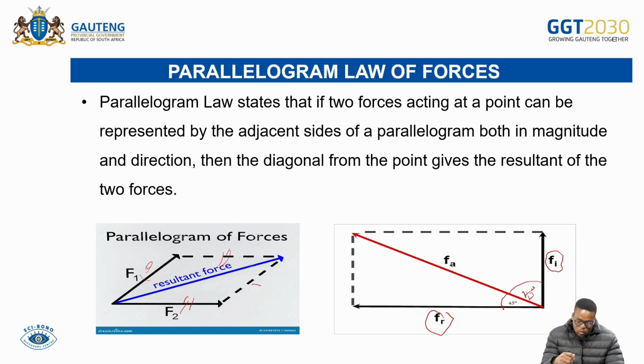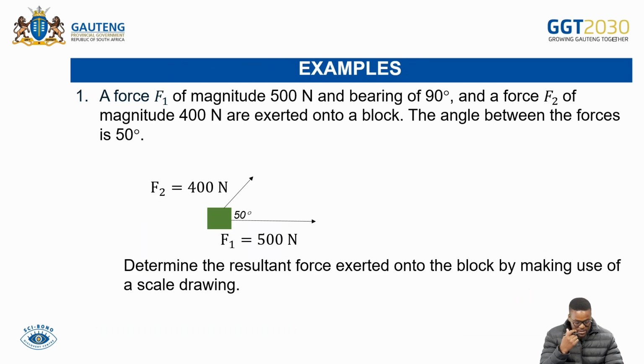So again, you can complete the parallelogram, and then you can simply find the resultant vector. All right, let's do this example. A force F1 of magnitude 500 newtons and a bearing of 90 degrees, and a force F2 of magnitude 400 newtons are exerted on a block. The angle between these two forces is 50 degrees.